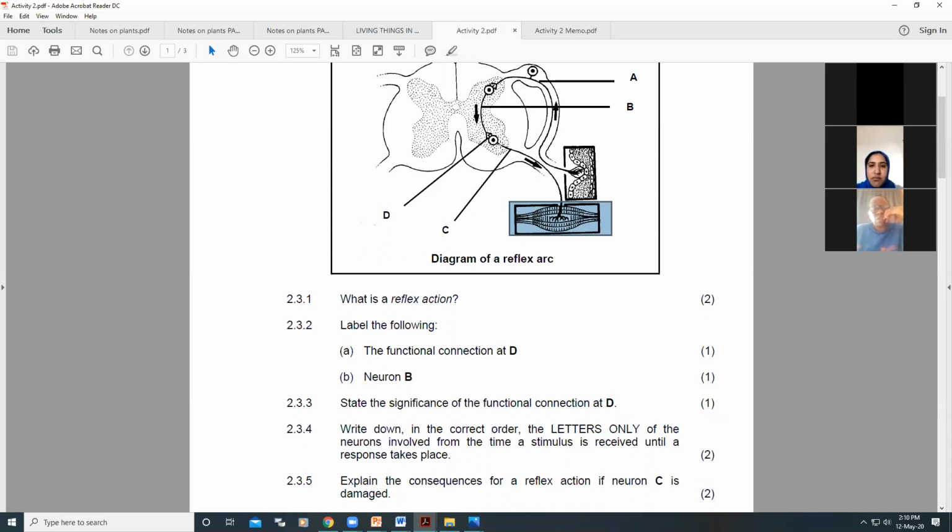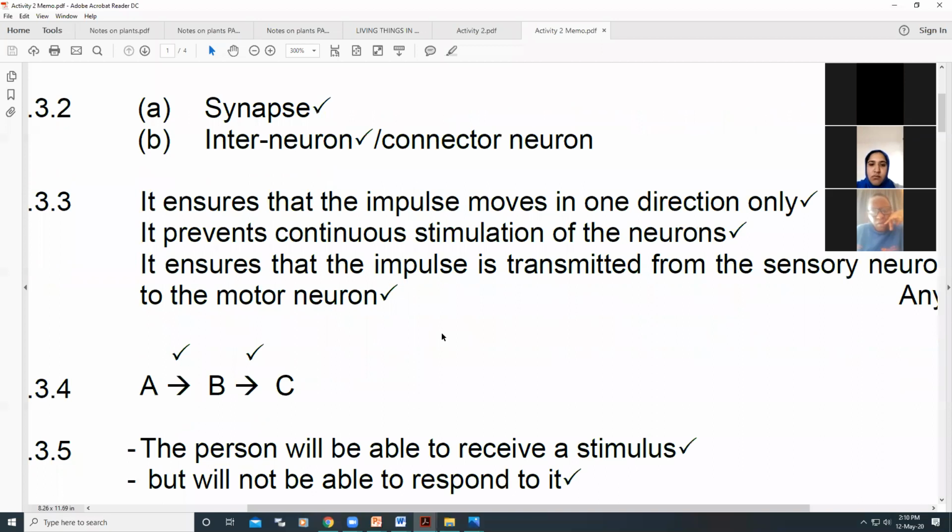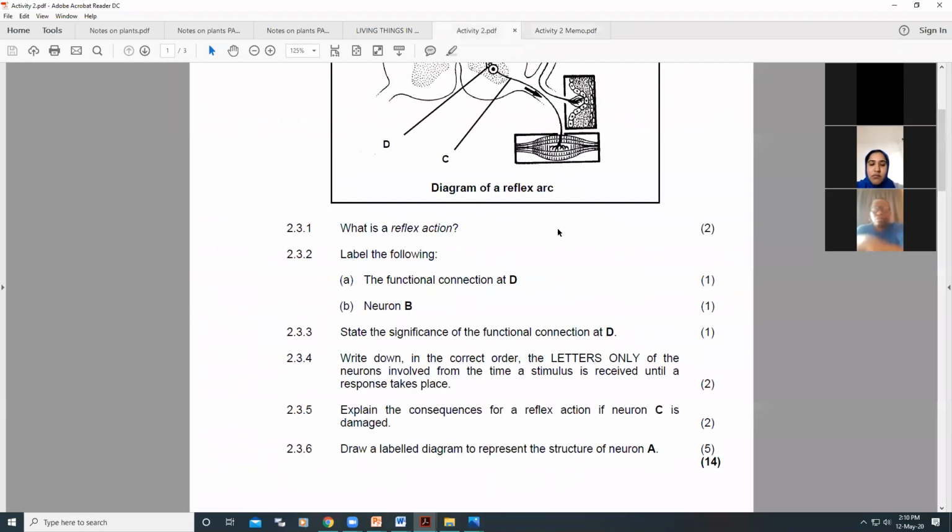So obviously now the impulse cannot go from the spinal cord to the effector because motor neuron C is damaged. And as a result, there'll be no response now. The person will be able to receive the stimulus, but they won't be able to respond to it. Then the last one said, draw a labeled diagram to represent the structure of neuron A.